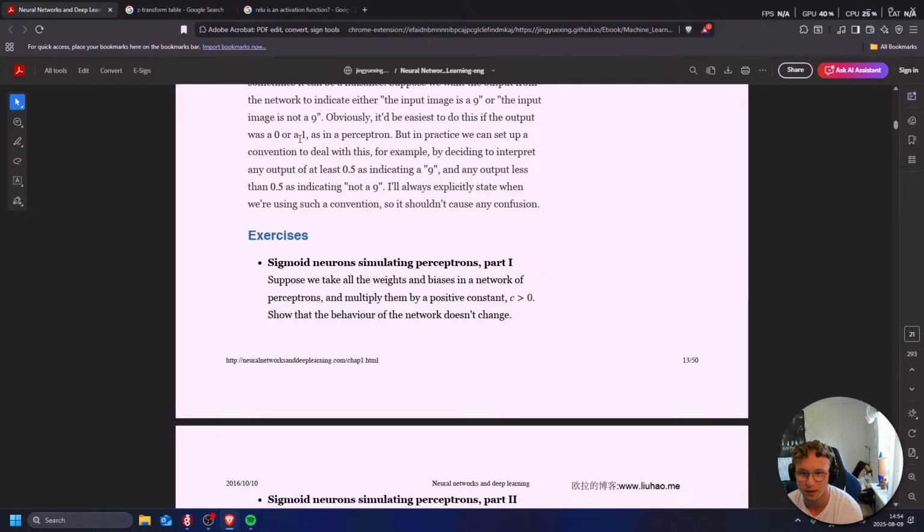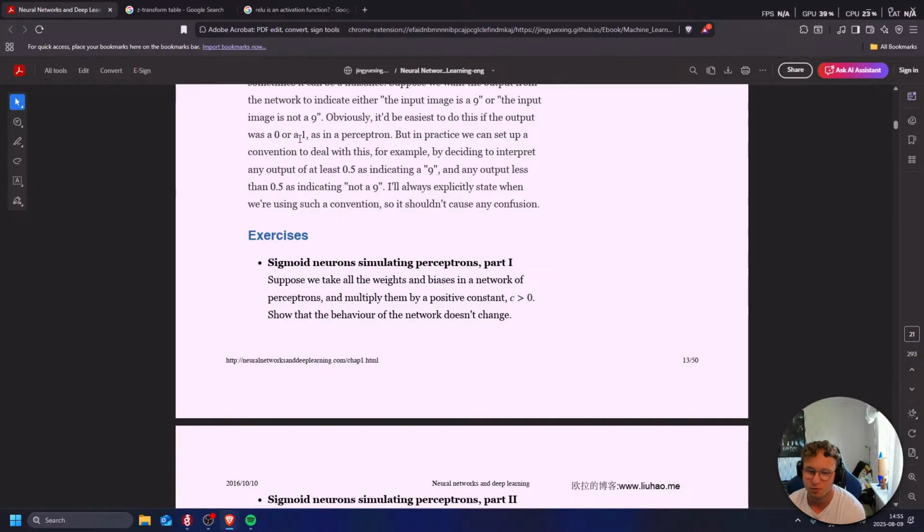Suppose we take all weights and biases in a network of perceptrons and multiply them by a positive constant. Show that the behavior of the network doesn't change. So we take all weights and biases. Okay, I'm not going to write this down, but I can explain it.